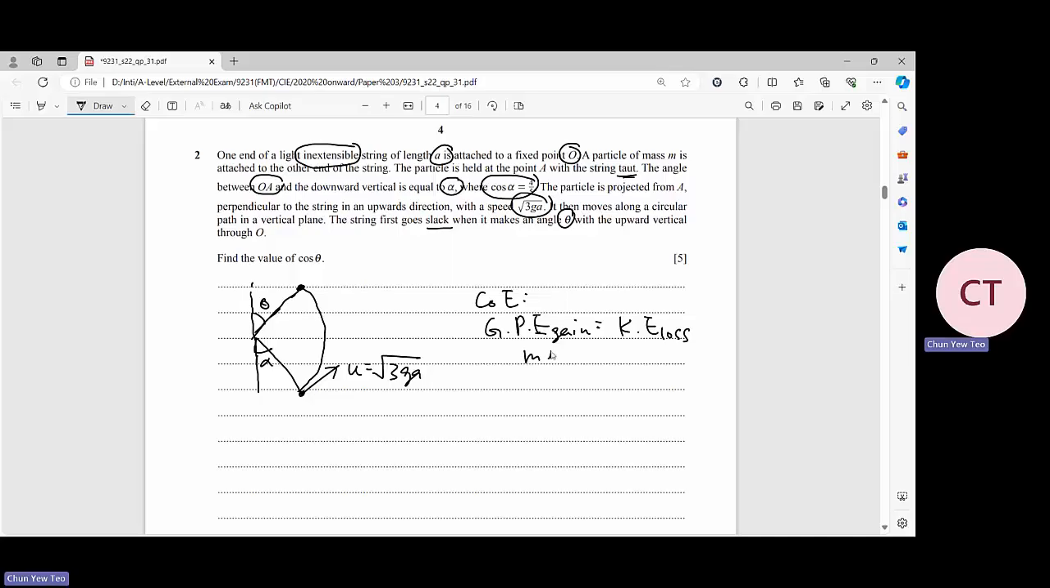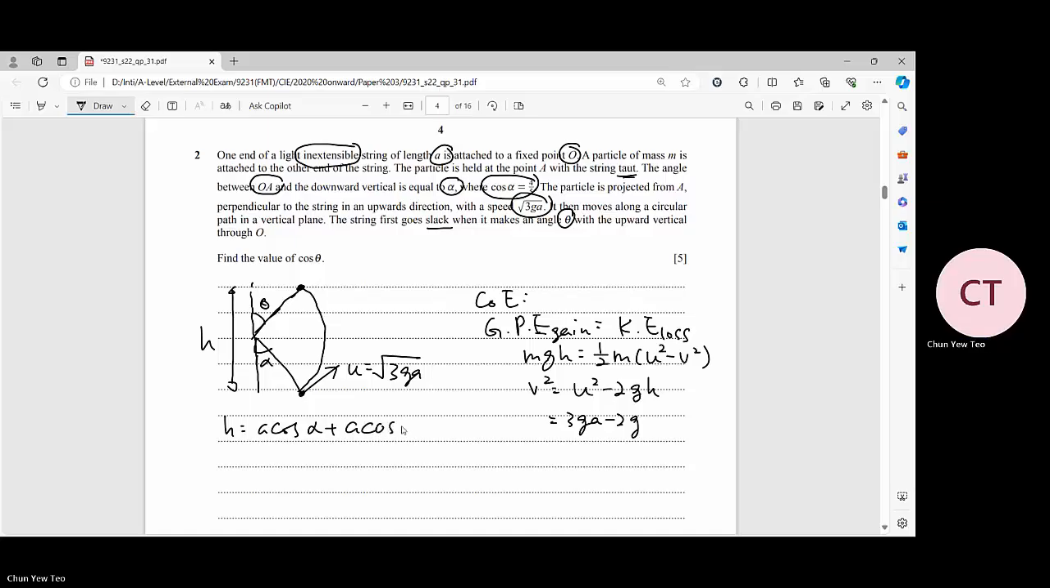So you have mgh equal to half m of u square minus v square. And then you have v square equal to u square minus 2gh. Your u is given as the square root of 3ga, so this one is 3ga. Your h, this is your h. Your h is a cos alpha plus a cos theta.